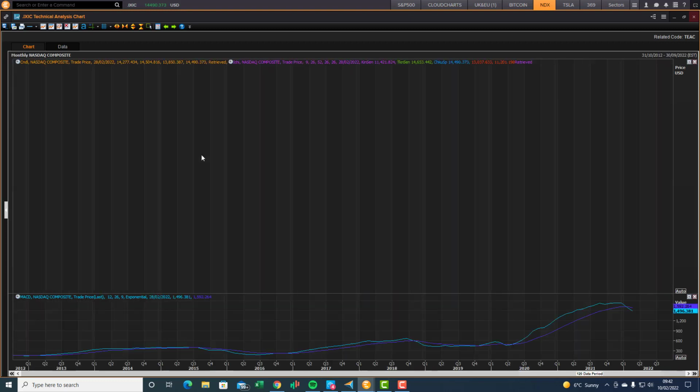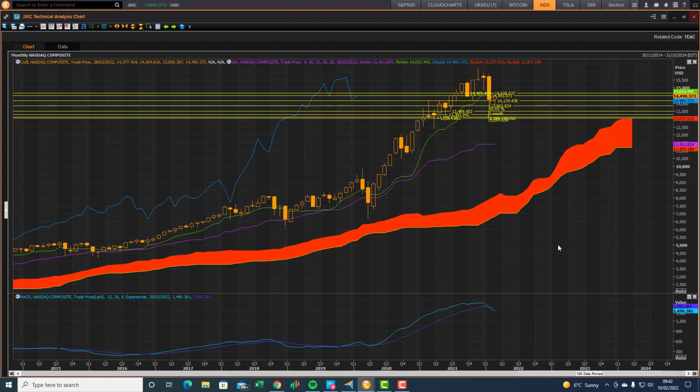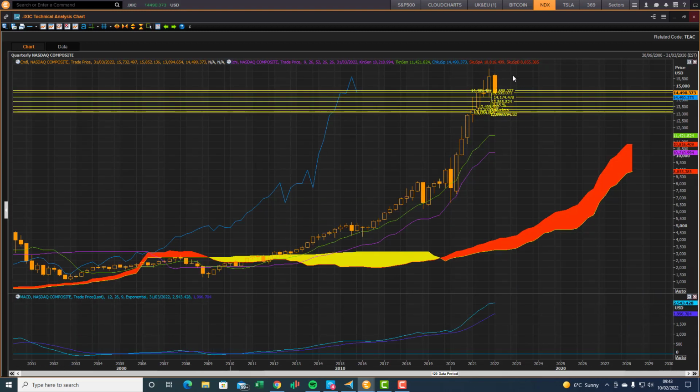Now the monthly and quarterly shows you how extended this market is. The Nasdaq Conspicuous Consumption Bubble is in full swing. And if we look at the quarterly chart, you can also see what the risk is currently, how far away we are from critical support levels here of the turning line and standard line, as well as the front end of the cloud. So we're not out of the woods yet. The bubble is in full swing.